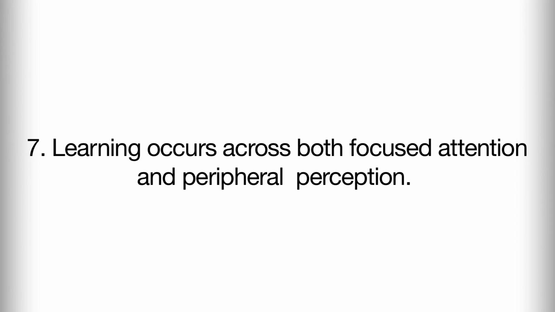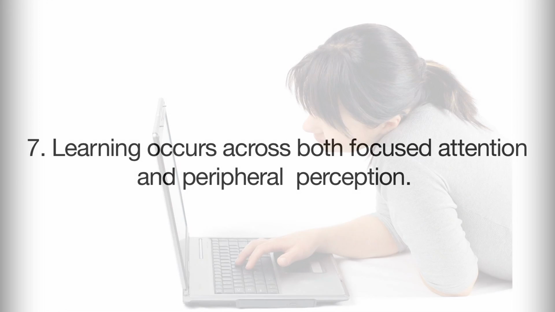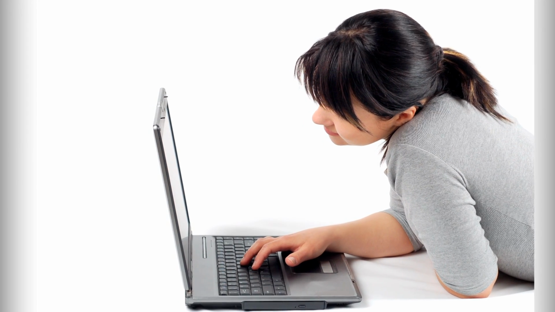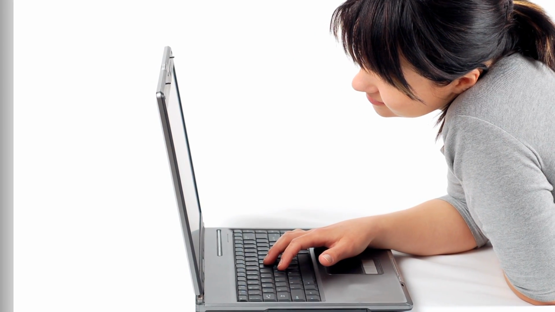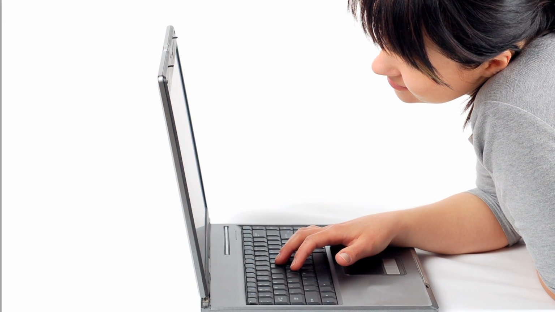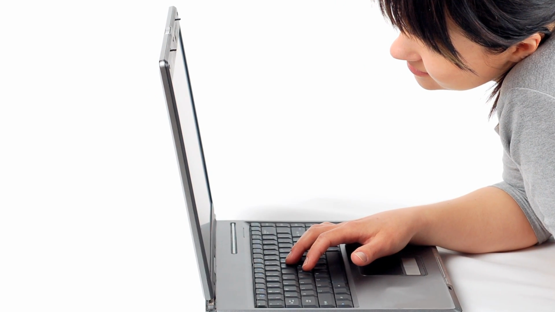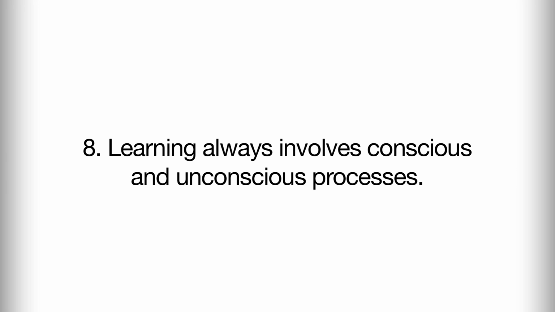The seventh principle is that learning involves both focused attention and peripheral perception. Essentially, what you're not focused upon in your environment is affecting you as much as what you are focused upon. One of the best ways to apply this information is to carefully select your learning environment and reduce distracting or dull stimuli. The eighth principle is one of my favorites.